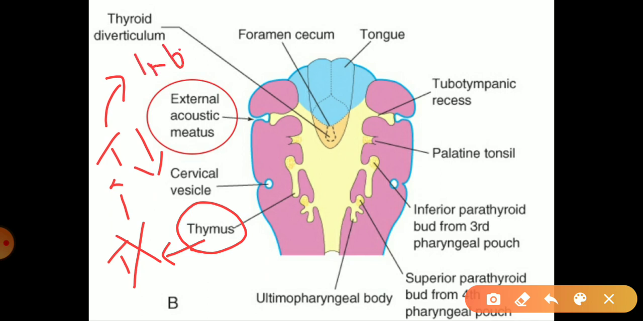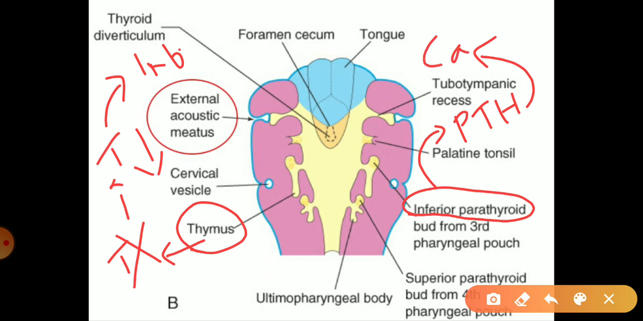And what is the other structure from the third pharyngeal pouch? There are the parathyroid glands. The parathyroid gland is responsible for the production of parathyroid hormone, which is responsible for increasing the calcium level. So once there is no formation of the parathyroid, there is no increase in calcium. This patient will suffer from hypocalcemia, and calcium is very important for muscular activity and for neurological physiology.